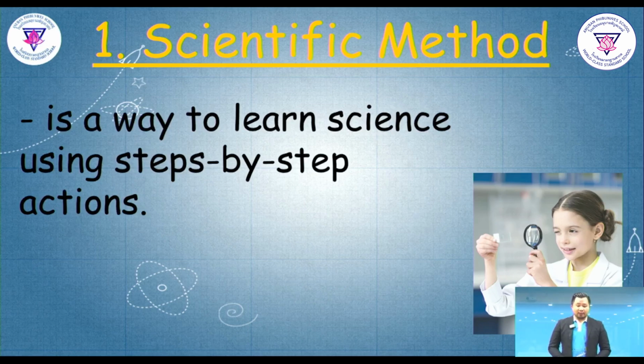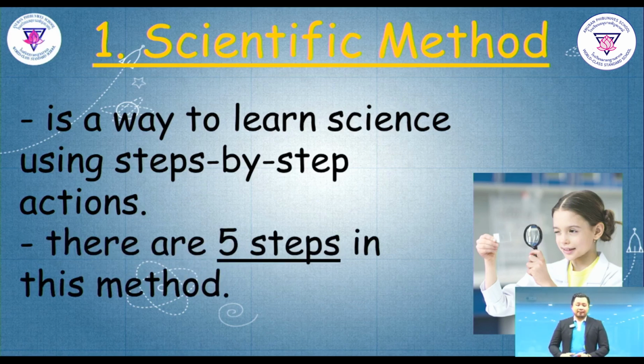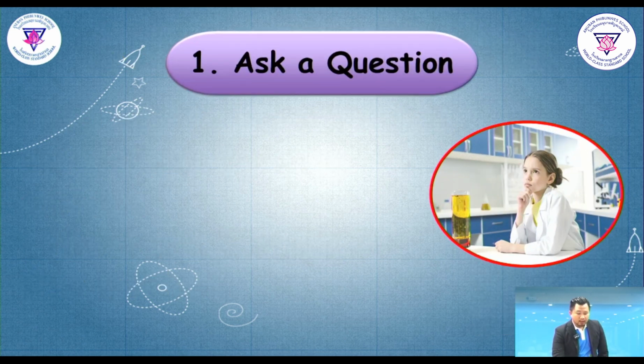The scientific method is a way to learn science step by step. It depends on step 1, step 2, and step 3. It depends on the result, if you gather the right result. There are 5 steps in this method. First, ask a question. That's the first basic step.